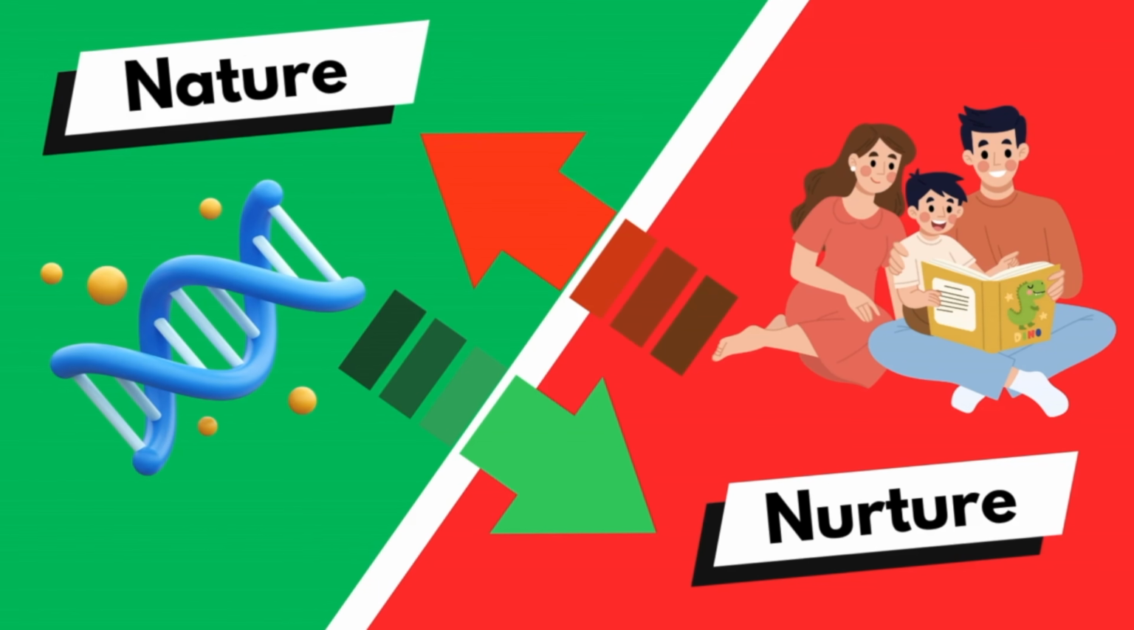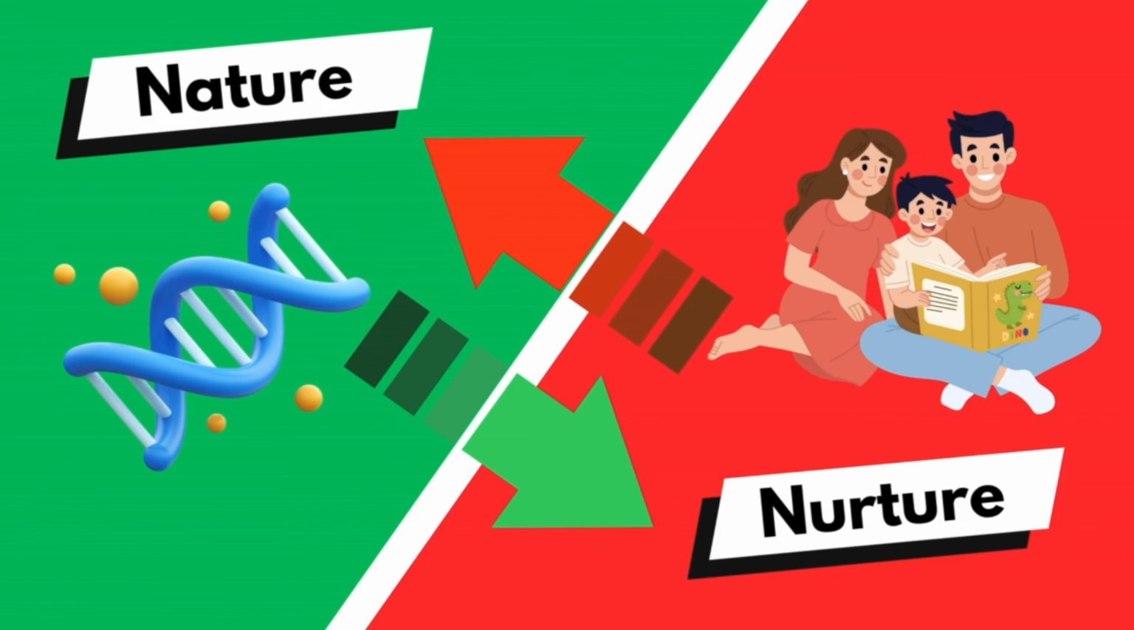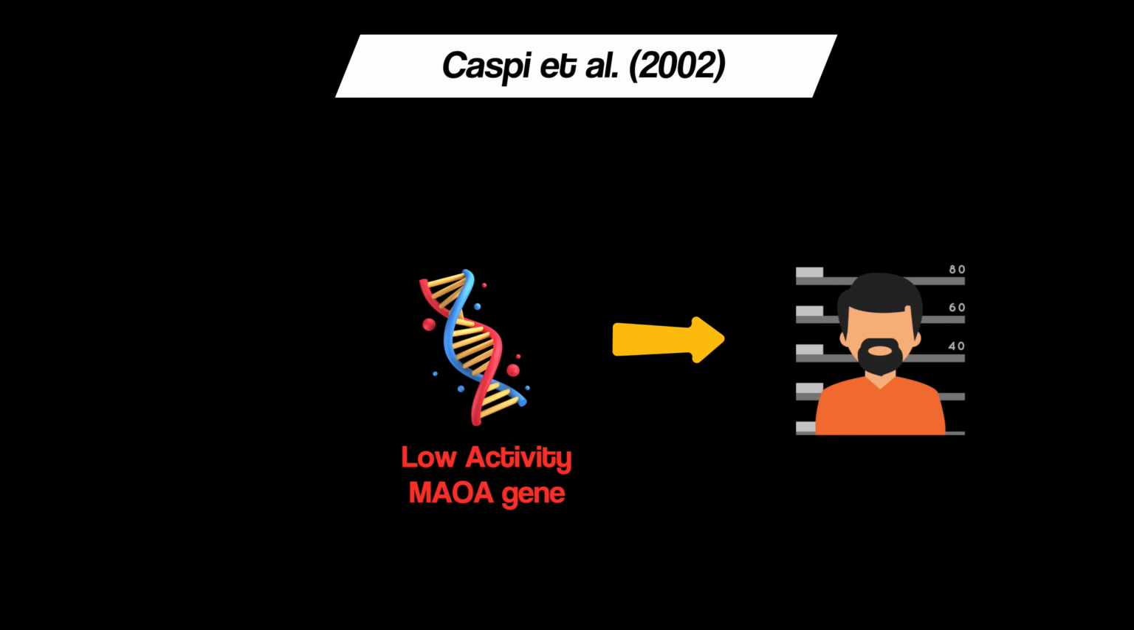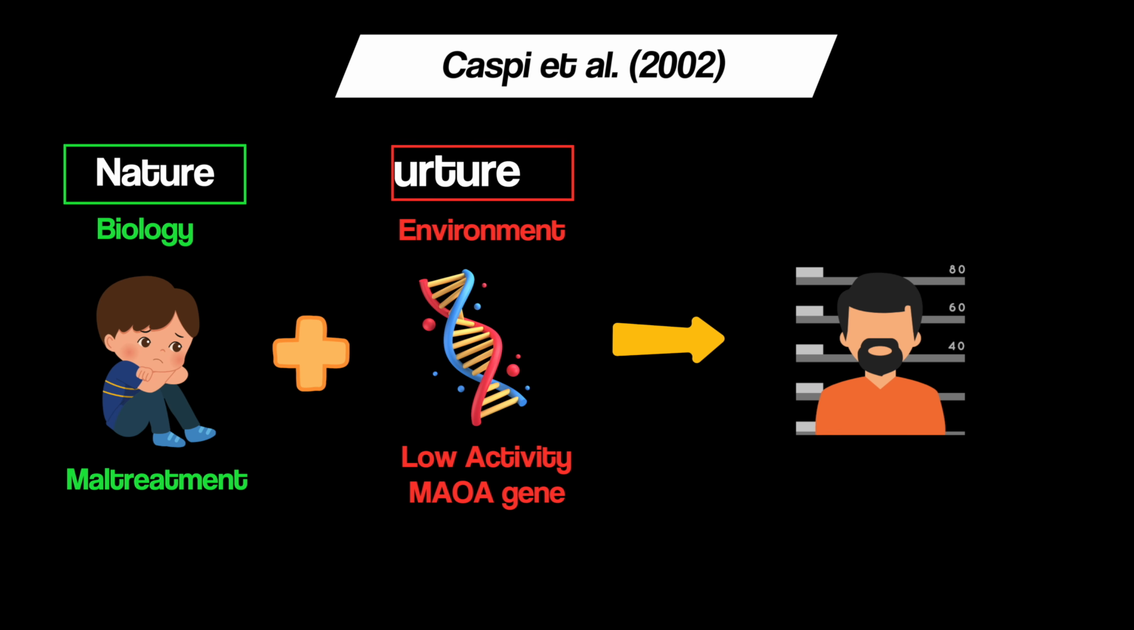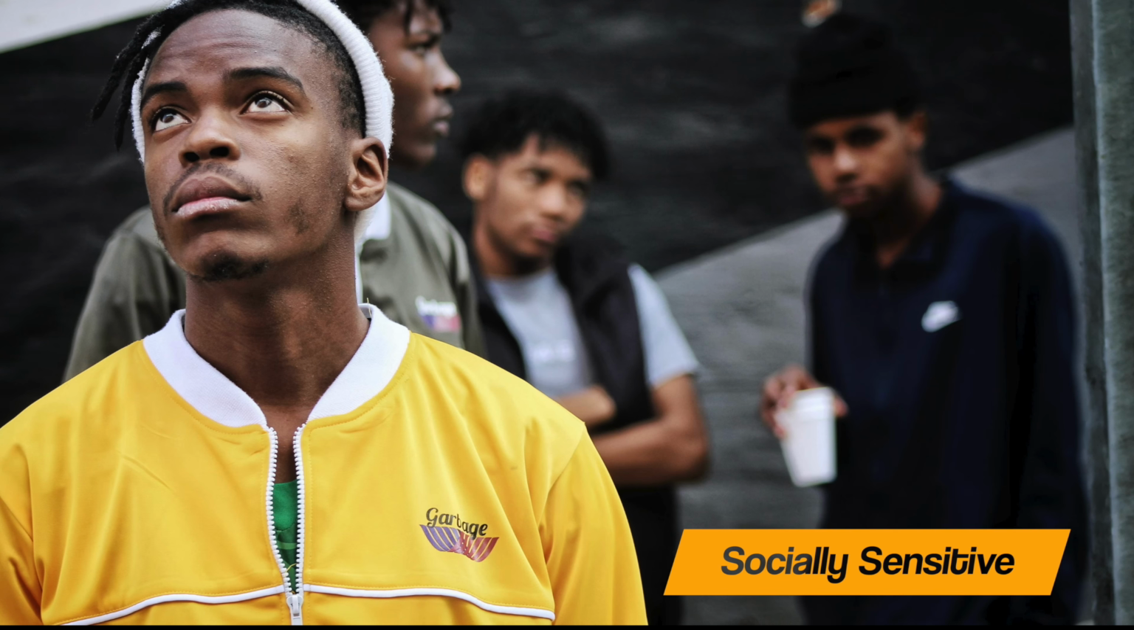However, much research has pointed to how criminal behaviour is not just nurture, but nature and nurture interacting with one another. You may remember the study by Caspi et al. in 2002, who found that if a child had the low-activity MAOA gene, they are much more likely to develop antisocial behaviour problems if they also had experienced maltreatment. It's biology plus the environment. It's nature and nurture. Differential association theory can be criticised for being socially sensitive.